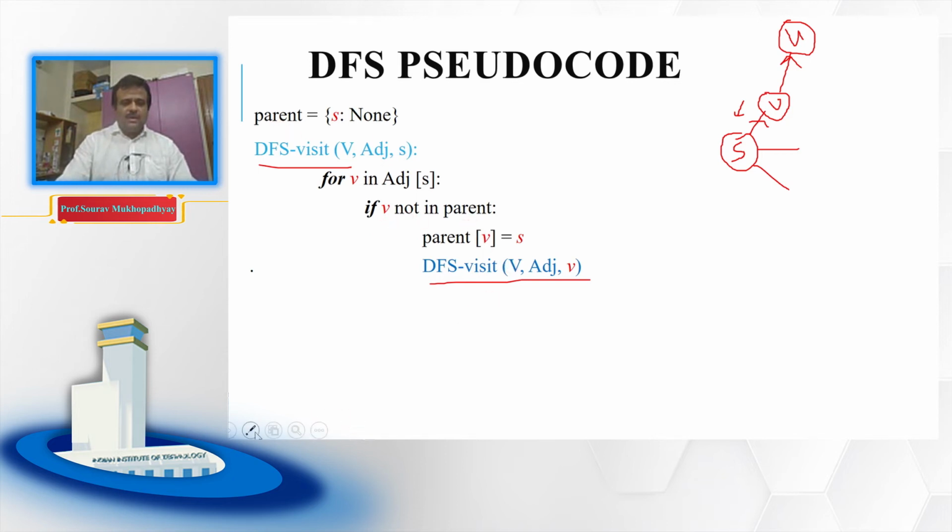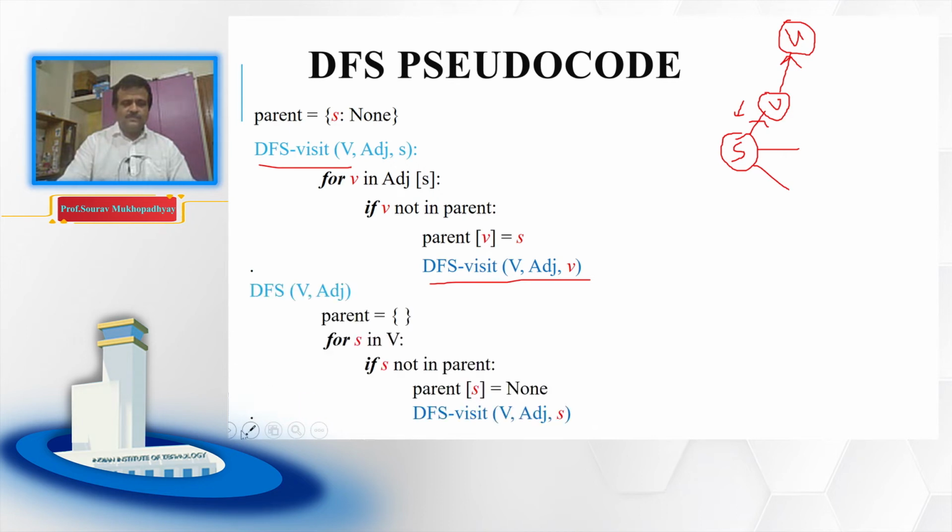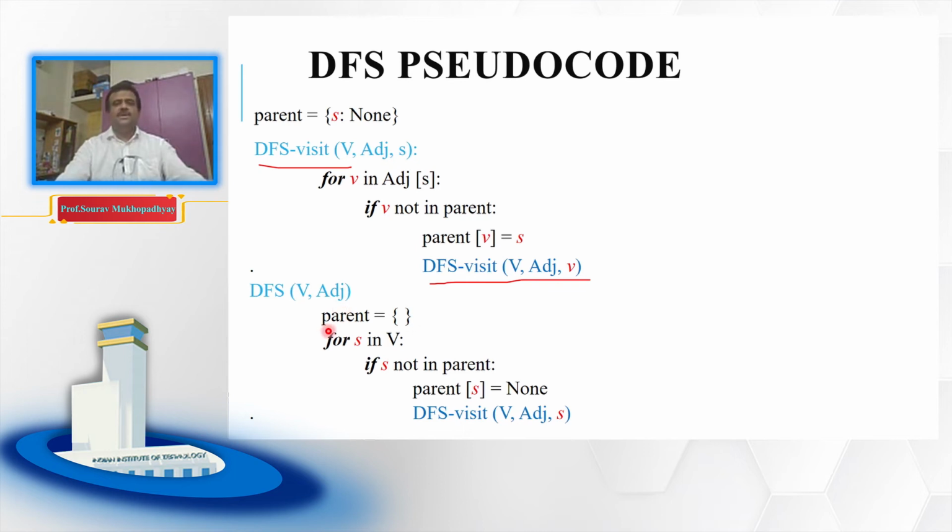Okay, now come to the original code, the main code of DFS. Let me erase this. So, this is the main code for DFS. The input is the graph, which could be directed or undirected, given as a set of vertices and an adjacency list. We set the parent as null, because we haven't started yet. Now, we start with the vertex S.